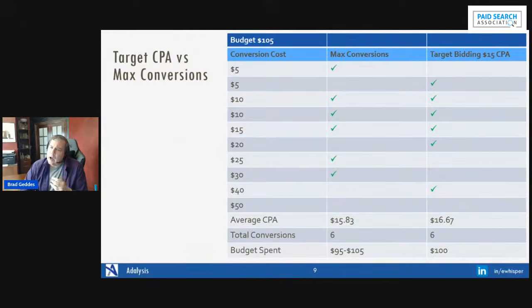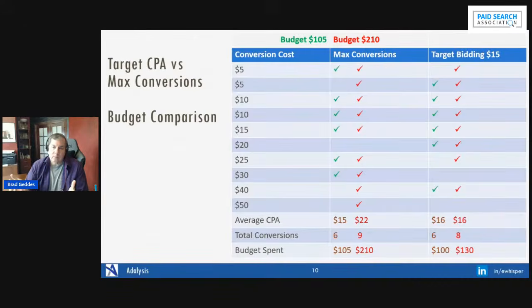But let's say I like this, I want more. So I double my budget. So what we have in green, right, is our original budget, 105. Red is 210, right? I double my budget. So max conversions says, give me it all. If it's possible and I have the budget left, I'm going to go for it. So its conversions go up. And of course, it gets more and more expensive conversions. Its CPA goes up too. And it will try to spend the entire budget, right? So it maxes out the budget.